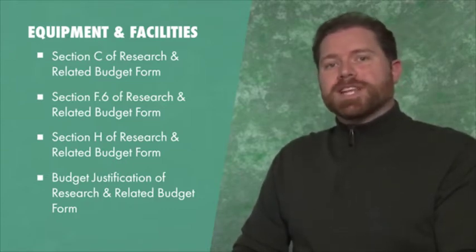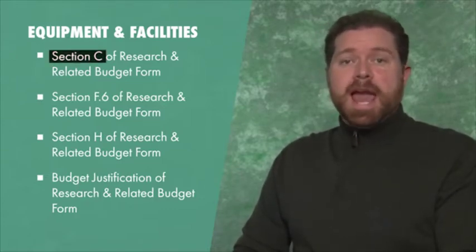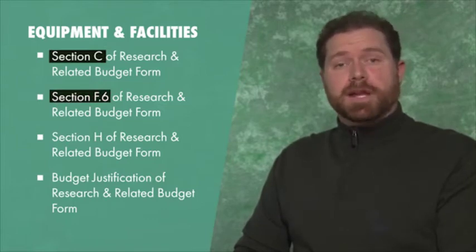7. Budget Justification of Research and Related Budget Form. The DOE requires that anything you list in Section C and F.6 be justified here. Your explanation should be brief and consistent with, but not duplicative of, what you wrote in the Facilities Equipment section of the project narrative. According to DOE, all proposed purchases of equipment will be carefully reviewed relative to the need and appropriateness for the research or R&D proposed. So don't take this justification section lightly.